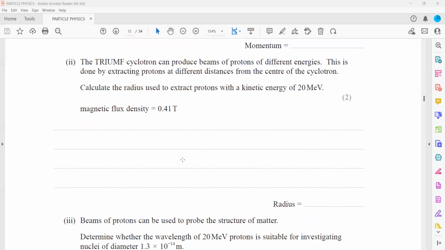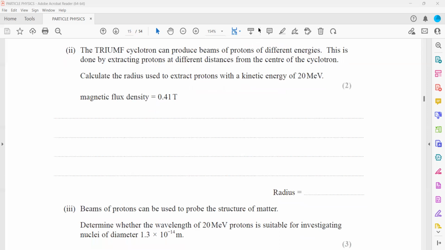So the cyclotron can produce a beam of protons of different energy. This can be done by extracting a proton at different distances from the center of the cyclotron. Like we can take the proton from different parts, so it will give us different speeds of the proton and different kinetic energy. Calculate the radius used to extract a proton which has a kinetic energy of 20 mega electron volt. The magnetic flux density is given.